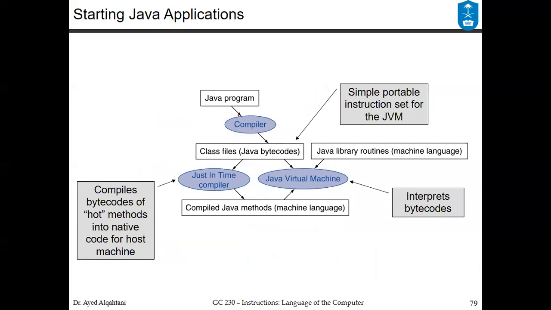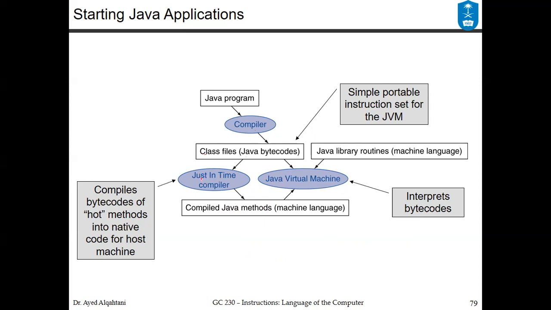Now, if you want to check what happens in a Java program, it has a compiler, and it produces for you the assembly code. It is called in Java bytecode, which is the class bytes. Now, you also have Java library routines that you import in your code, and the Java virtual machine interprets those bytecodes, taking the compiled Java methods and generating the executable for you.